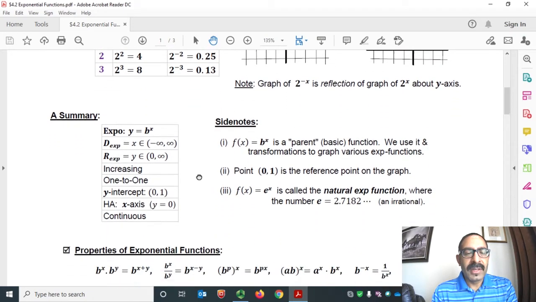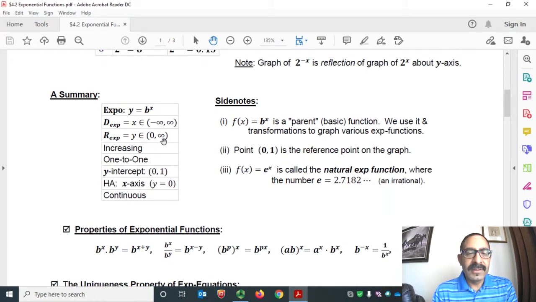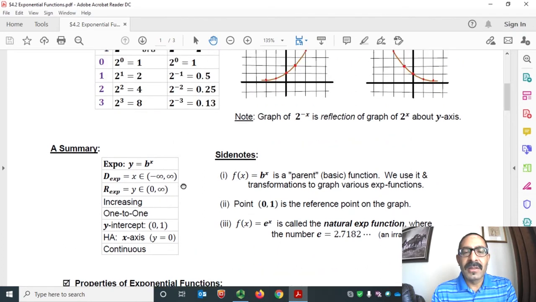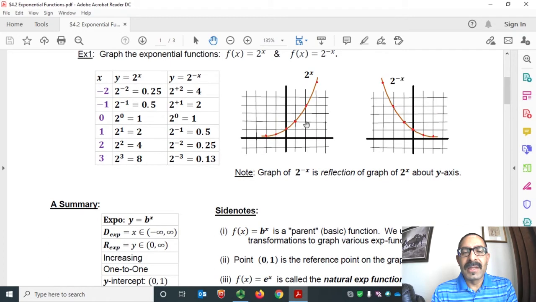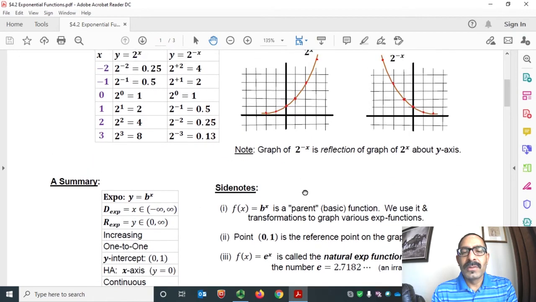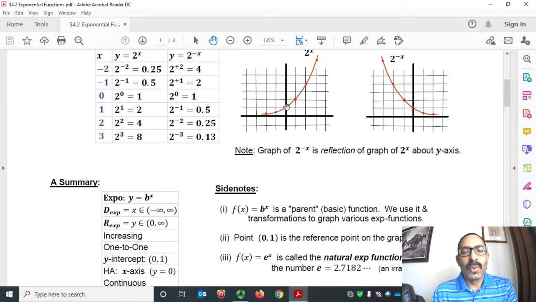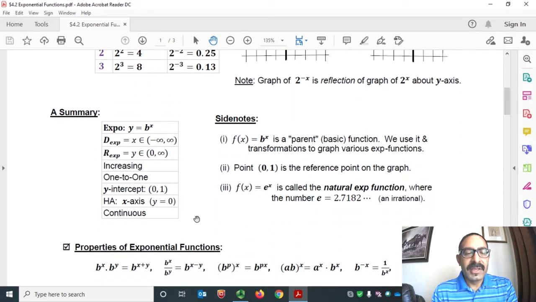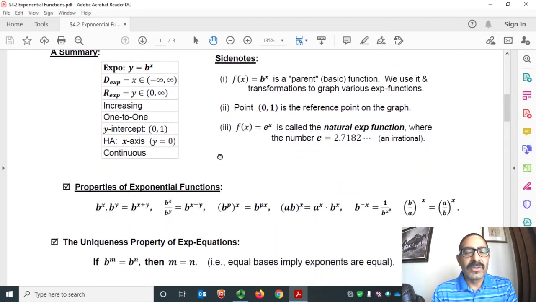So the range is 0 to infinity. The function is increasing. So the function is one-to-one because it passes the horizontal line test. So every horizontal line crosses this graph at only one point. Awesome. And its y-intercept is (0, 1), so it crosses the y-axis at 1. The horizontal asymptote is the x-axis, that means y equals 0, and the function is continuous.